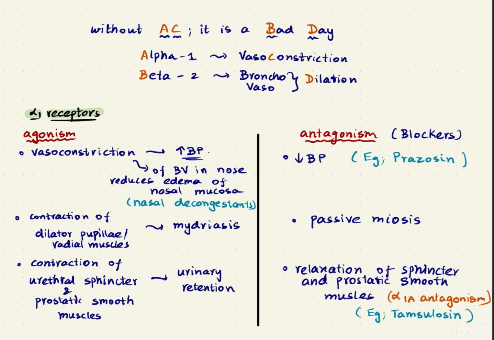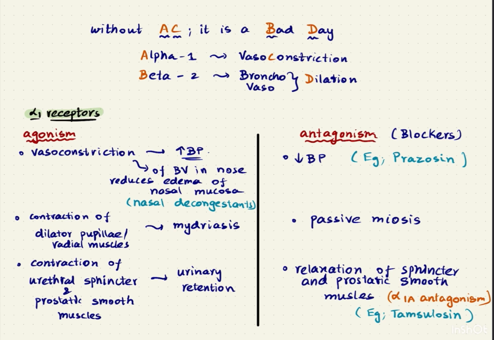Now, let us learn about alpha 1 receptors in detail. What happens when we stimulate the alpha 1 receptors? What are the responses that we can expect due to agonism of alpha 1 receptors? Agonism of alpha 1 receptors, which are present in the blood vessels, can cause vasoconstriction and an increase in BP. And similarly, vasoconstriction of those blood vessels which are present in the nose helps in reducing edema of the nasal mucosa.